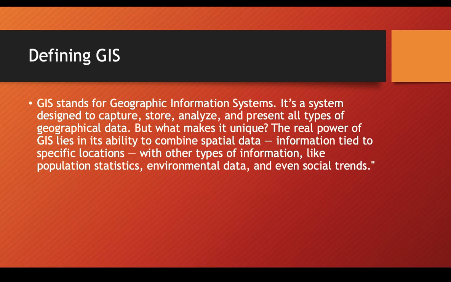Think about GIS as a smart map. Not only does it show you locations on Earth, but it also helps you analyze relationship patterns and trends within those locations. For example, GIS can show you not just where a city is, but also how the population is distributed within that city, what areas are prone to flooding, or where new infrastructure projects are planned.